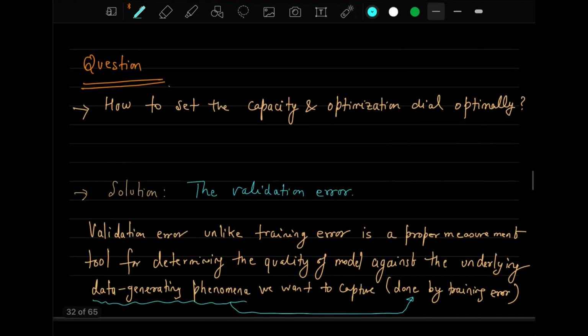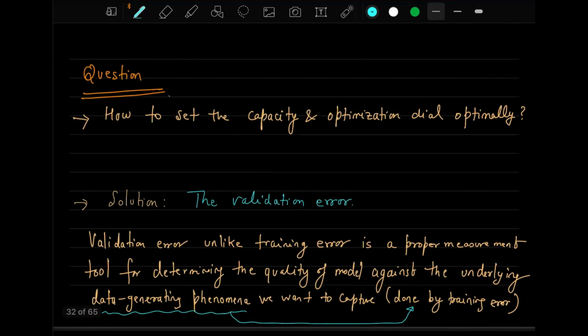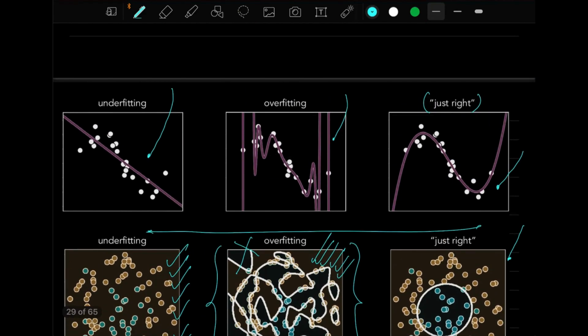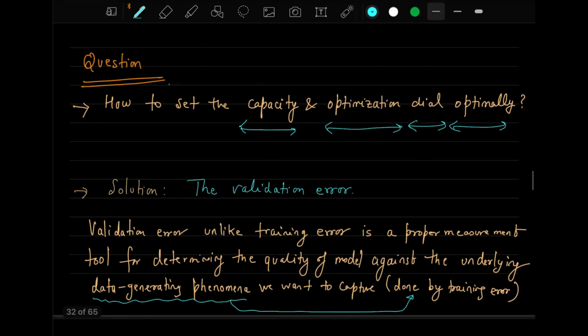The important question that comes to our mind is how to set these capacity and optimization dials, which we have discussed earlier, optimally. There has to be some optimal point where our model will be properly fitting and be a proper fit to the data set, like this. It is just the right thing. So we want something like this, and we need to adjust the capacity and optimization dials properly so that we have a proper fit to the data. Let us discuss that today.